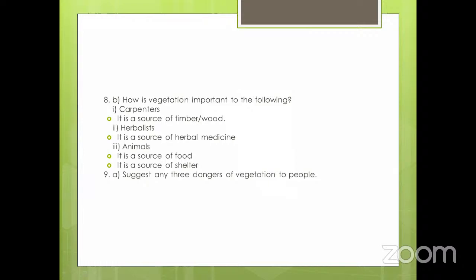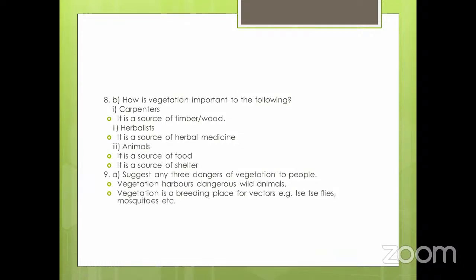Vegetation keeps wild animals that kill people. Okay. The dangers are there. Because of time, we may not talk a lot about them. One of them is vegetation harbors dangerous wild animals.